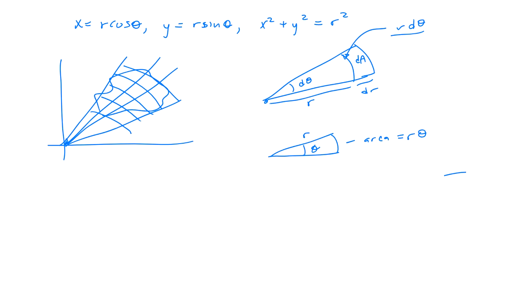Therefore, the little area dA is about equal to, because we can assume for really small changes that that's basically a rectangle, the r d theta times the dr.